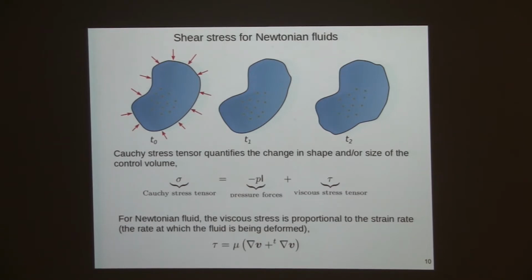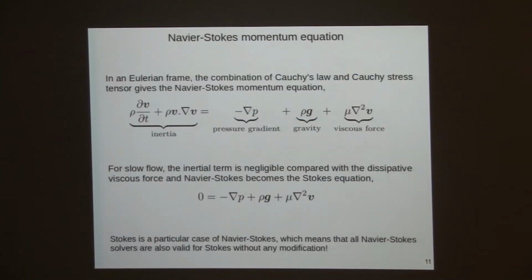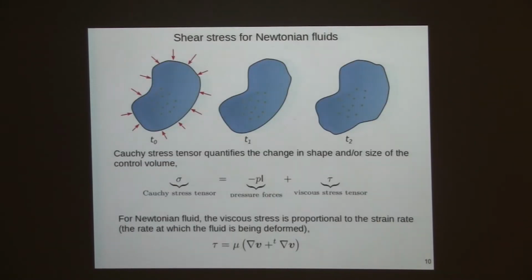For Newtonian fluid, the viscosity is constant. If you want to deal with more complex fluid, you will need to have something more complicated for the viscosity. For example, if you deal with blood flow, you will need to have a viscosity that depends also on the strain rate. So it can be very complicated to formulate.